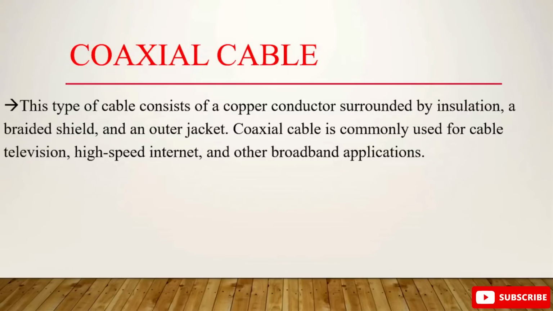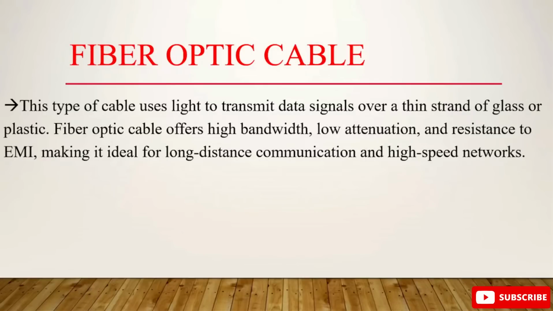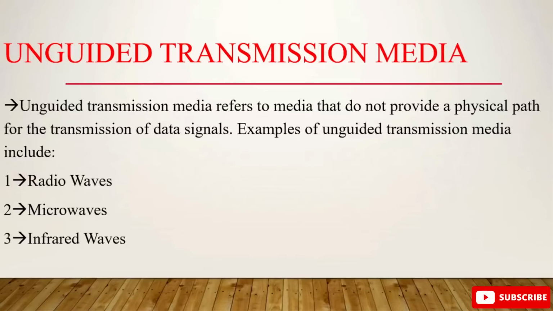Next, we have coaxial cable. This type of cable consists of a copper conductor surrounded by insulation, a braided shield, and an outer jacket. Coaxial cable is commonly used for cable television, high-speed internet, and other broadband applications. Fiber optic cable. This type of cable uses light to transmit data signals over a thin strand of glass or plastic. Fiber optic cable offers high bandwidth, low attenuation, and resistance to EMI, making it ideal for long-distance communication and high-speed networks.